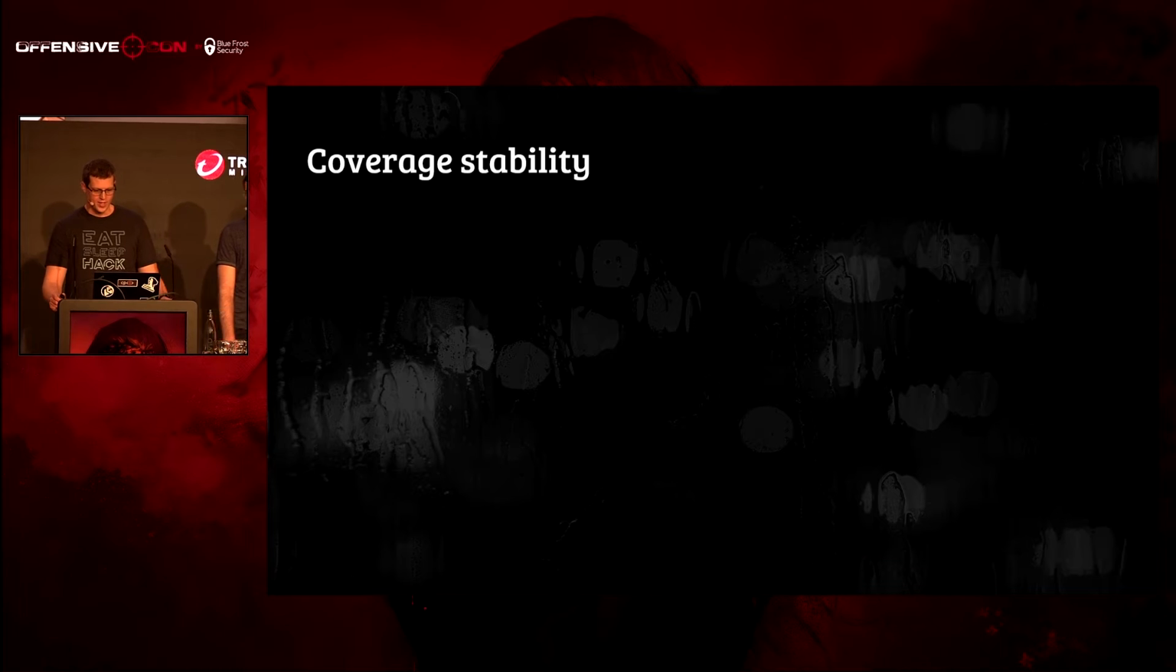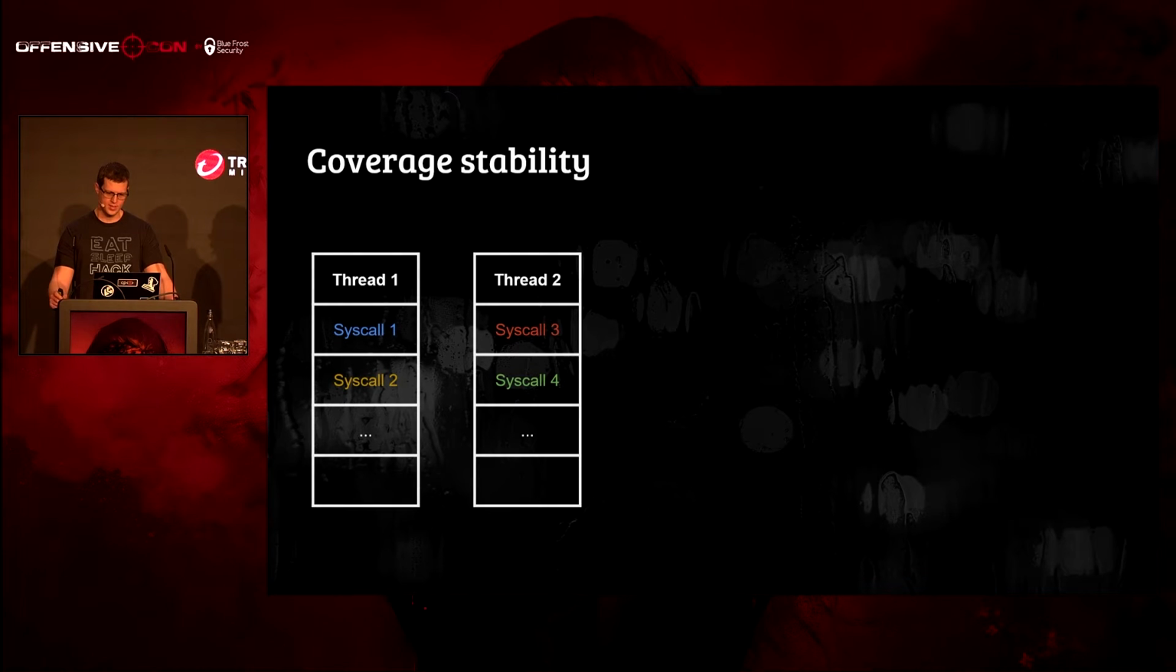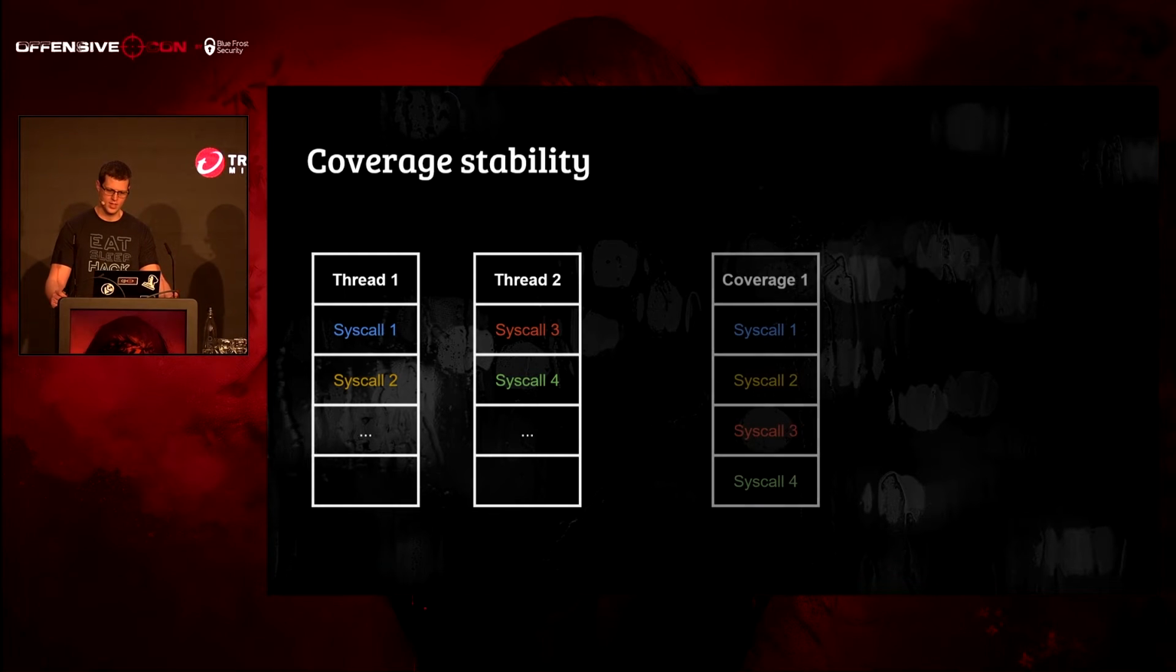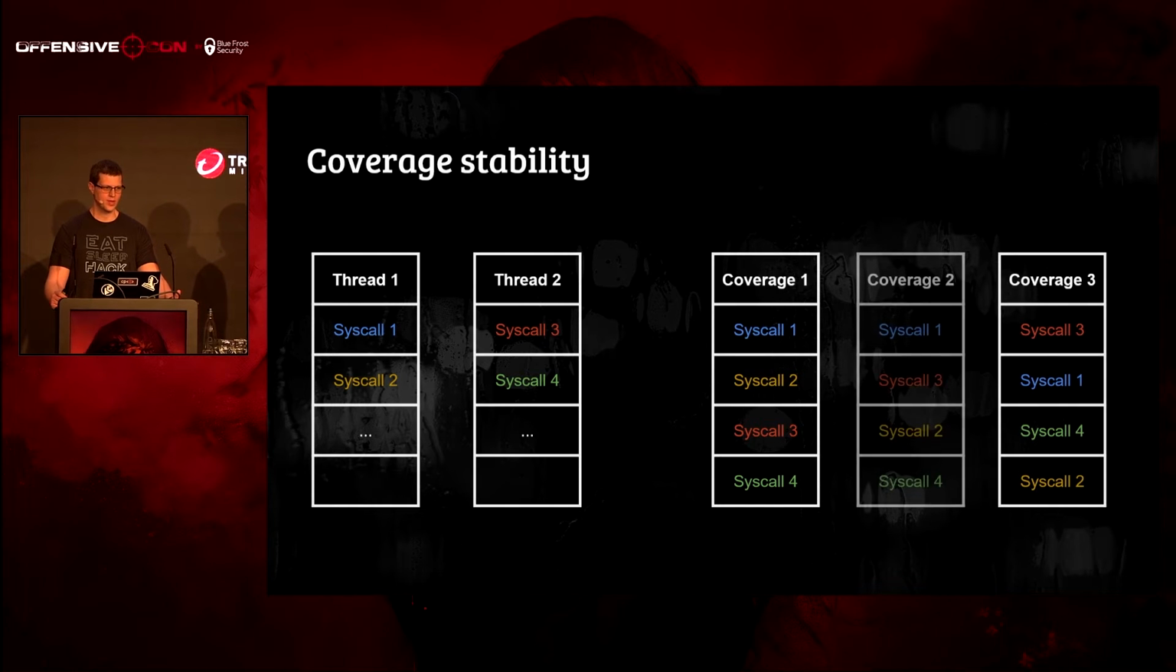So the next issue we got was coverage stability, or rather our coverage instability. Syzkaller uses multiple threads to detect data races, but in our coverage implementation, we only had one coverage buffer for the entire process. So in practice, the same program running multiple times will result in different coverage traces. Coverage instability hurts the fuzzer's ability to find new code paths and thus find new bugs.